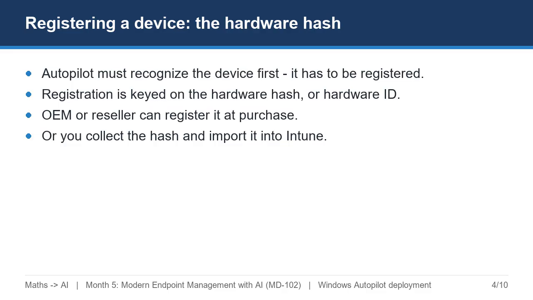Before any of that magic happens, Autopilot has to recognize the device. It must be registered to your tenant. Registration is keyed on the hardware hash, sometimes called the hardware ID, which is a value derived from the device's hardware. The smoothest path is for the OEM or reseller to register it at the time of purchase. If that didn't happen, you can collect the hash from the device yourself and import it into Intune.